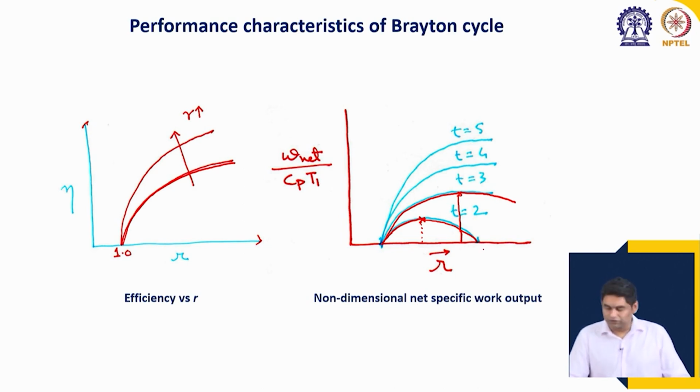So, we want to find whether we can derive an expression for this optimum pressure ratio R, for which we get the maximum work output. That we will try to do in today's class before trying to solve a numerical example.